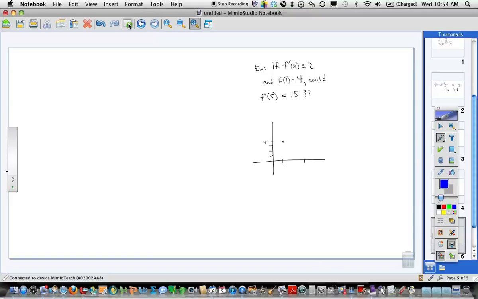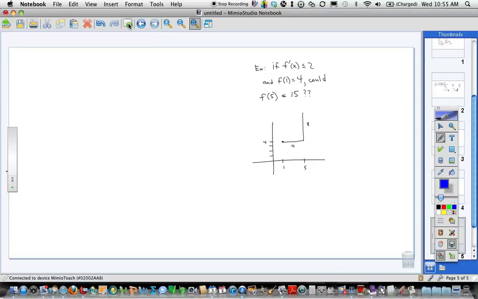Now they're asking me about f of 5. So that means if I have a run of 4, my max slope of 2 means the rise can be at most 8. So I don't know what this graph does in between here. It could actually go down because it just says the slope's less than or equal to 2. The slope could be negative. This graph could go down. But we know it can't go up more than 8 because if it went up more than 8, it'd have to have a slope greater than 2. And it says right here it doesn't.